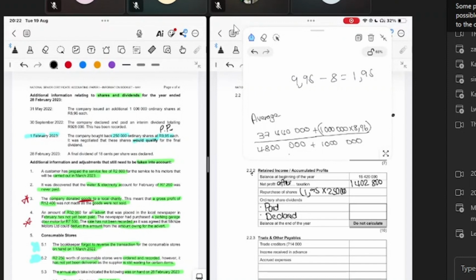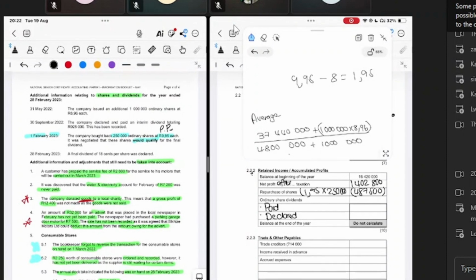Not hearing any questions, so I'll continue. So that amount will give us 1,95 multiplied by 250,000, and that will give us 487,500, and it's negative. Questions? Okay, then I'll continue.